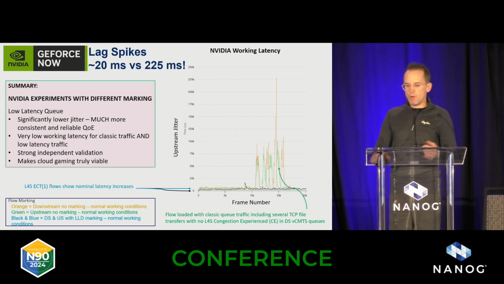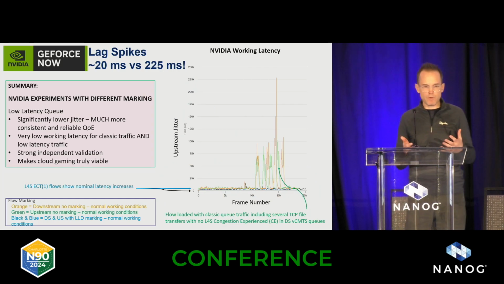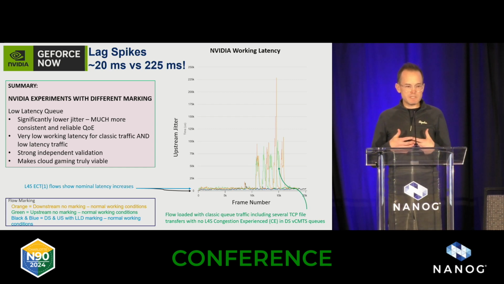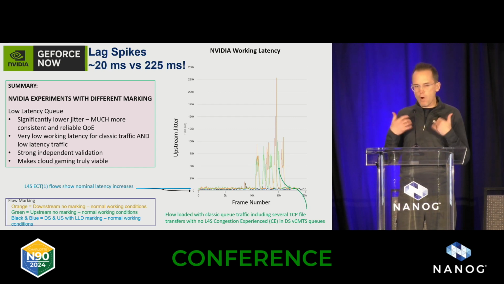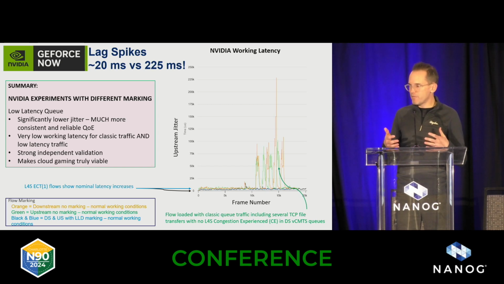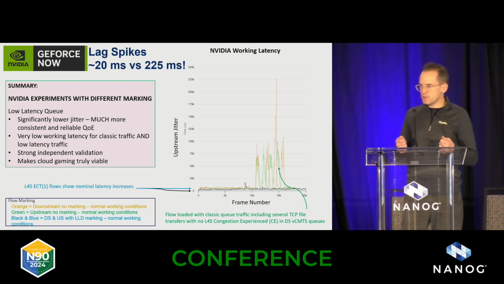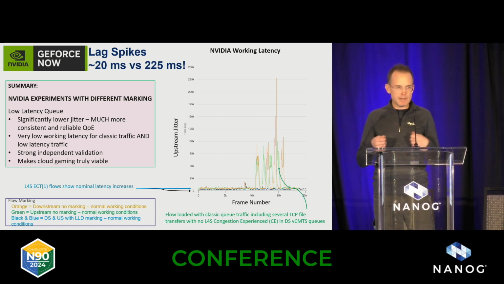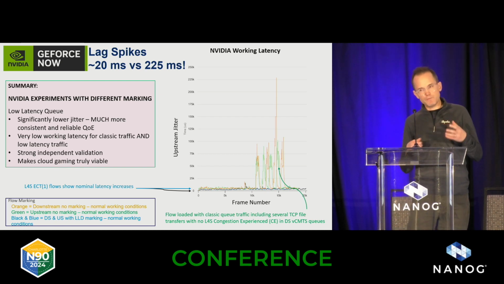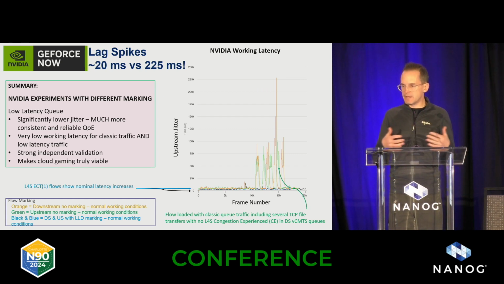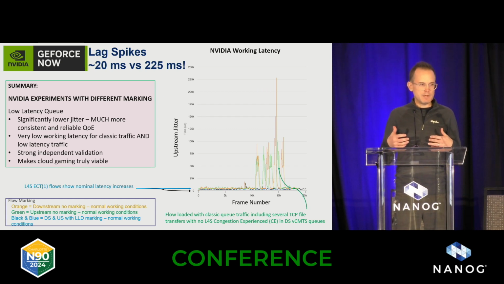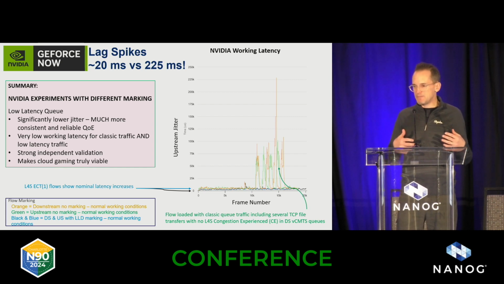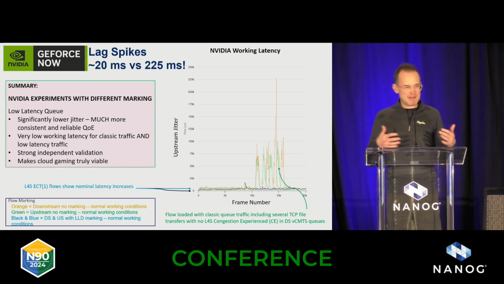So GeForce Now, this is one of the best proof points for us. They went from seeing lag spikes for our users, even with active queue management turned on, of around 225 milliseconds to 20 milliseconds. And that tells you two things. Number one, they've indicated that, north of about 150, 200 milliseconds on online gaming, that's the difference between sort of dying in the game and not dying in the game, right? That's like a big deal.